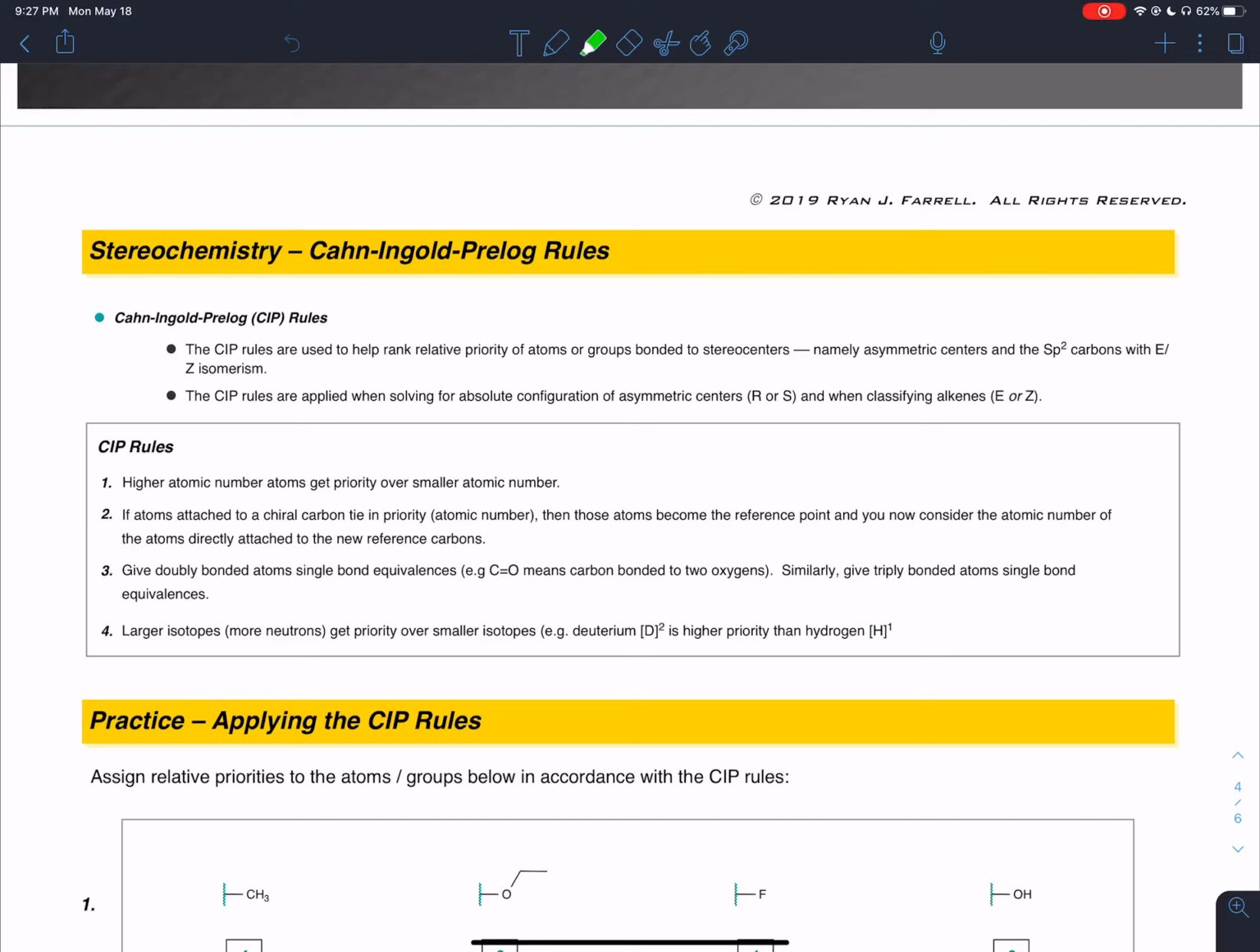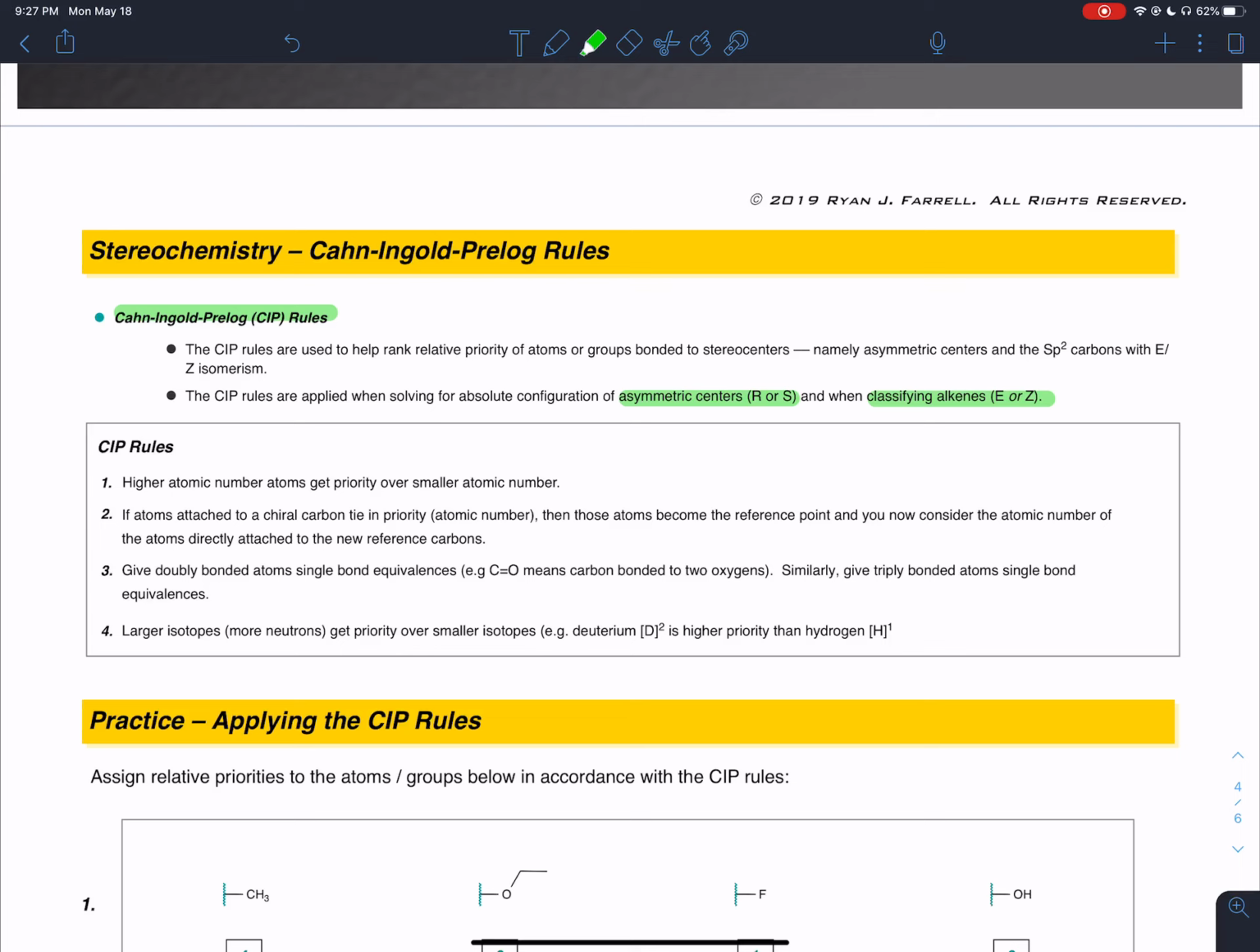Hi everyone, in this tutorial we are going to talk about the Cahn-Ingold-Prelog rules, also known as the CIP rules. You've heard me so far kind of dance around this idea of classifying asymmetric centers as R and S, and also classifying alkenes, carbon-carbon double bonds, as E or Z.